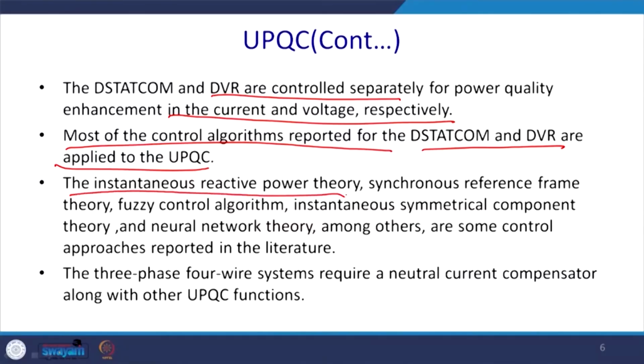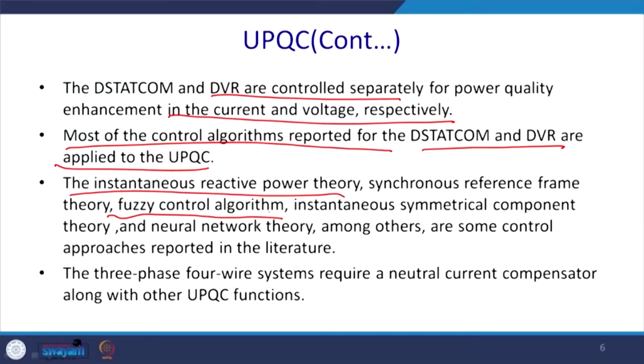For example, this is a famous theory proposed by Akagi in 1984. So it is already 35 years old. The instantaneous reactive power theory and the synchronous reference frame theory are mostly proposed by Deepak Divan and others. Thereafter we have soft computing based algorithms, that is fuzzy logic algorithms, and later Akagi and Nabae proposed the instantaneous symmetrical component theory.